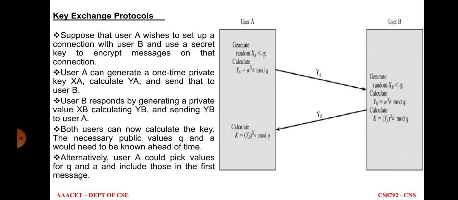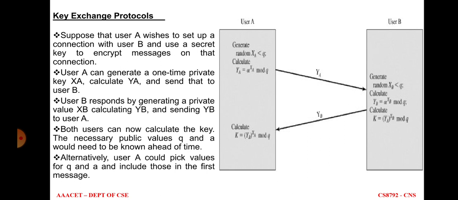So now user A knows the values of XA, YA and YB, and user B knows the values of XB, YB and YA. By using these formulas, user A calculates the secret key value K by using the formula YB power XA mod Q, because user A knows the value YB, as it is passed from user B.